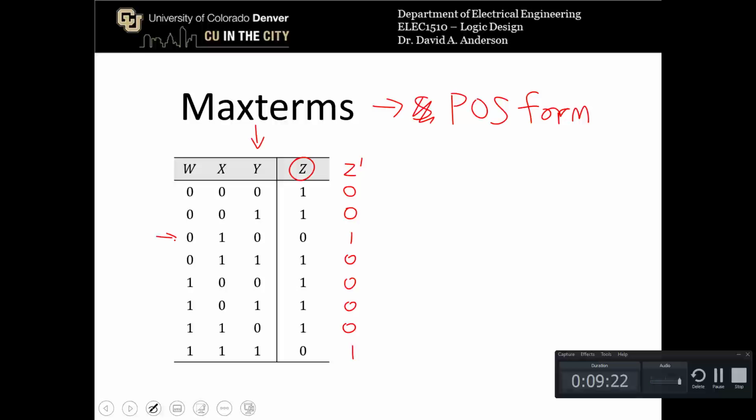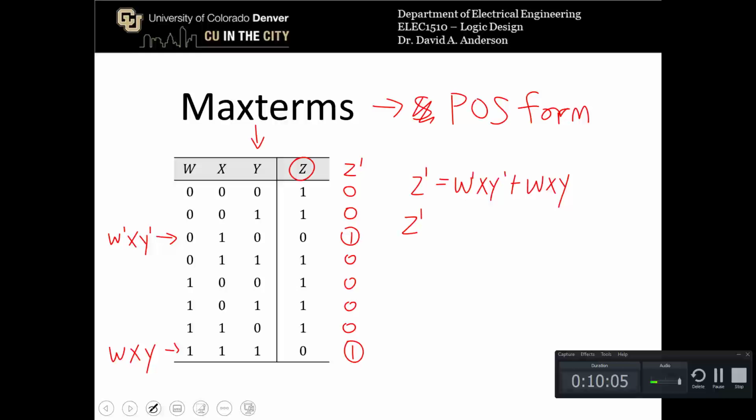And each of these rows, every row has a minterm associated with it, but the ones that are 1s here are minterm 2 and minterm 7, which are w prime x y prime, and w x y. So z prime in terms of the minterm expression is w prime x y prime, or w x y. But I don't want z prime, I want z, so I have to prime both sides of this expression.